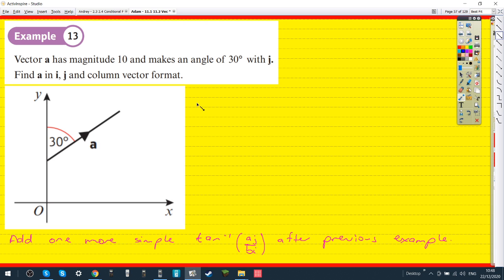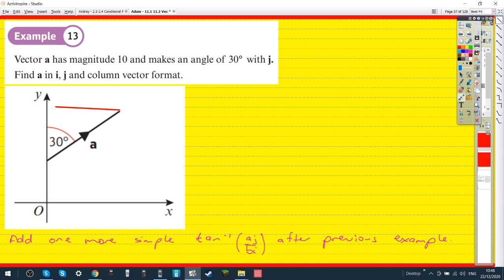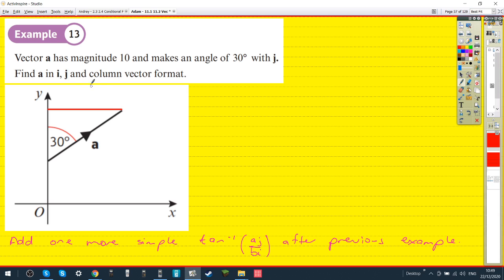So would you use the cosine rule for this? It's a right angled triangle, so I don't think you'll have to. Let me see. So this here, we've got 10. A is 10, right? So that's 10. It makes an angle of 30. Okay. Anything you can do there? Well, we know that the angle's 90.